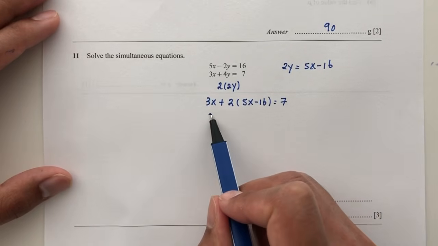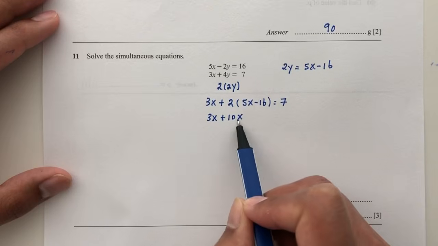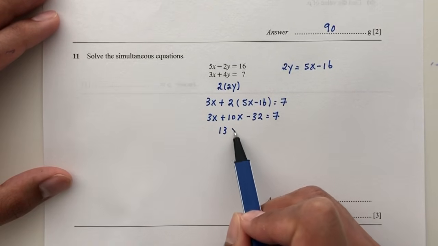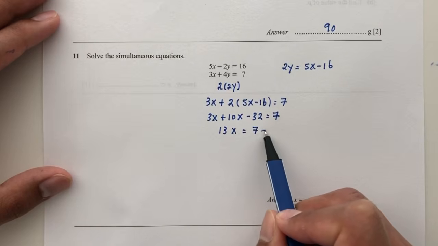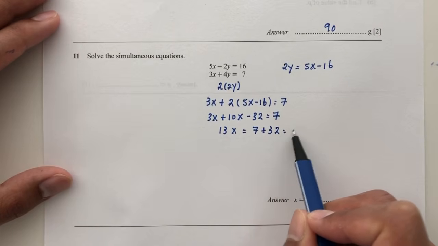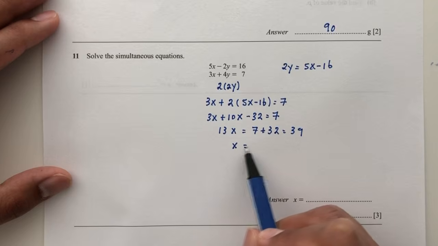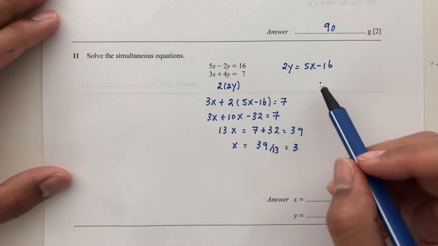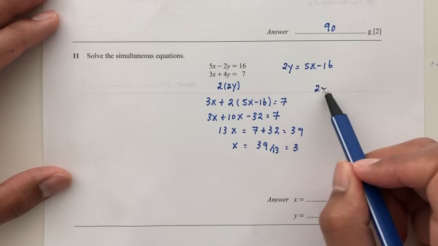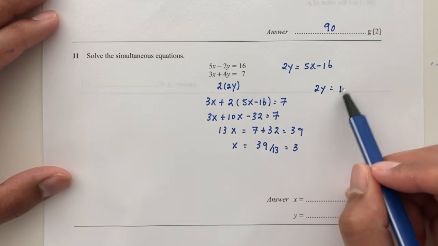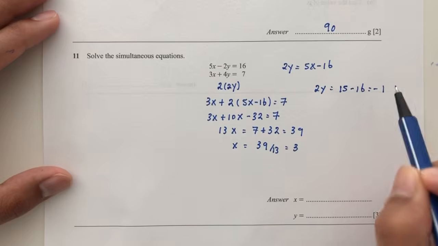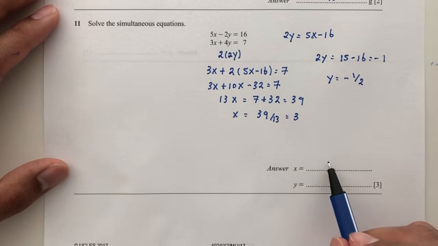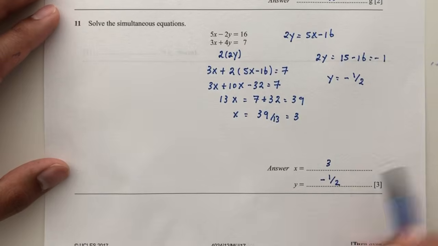Now you can expand. You will have 3x plus 10x minus 32 equal to 7. That will be 13x equal to 7 plus 32, which is 39. x will be 39 divided by 13, which is 3. Now value of y, as you can see here, 2y is equal to 5 times 3 is 15 minus 16, that will be minus 1. So y will be minus 1 over 2. So x is 3 and y is minus 1 over 2.